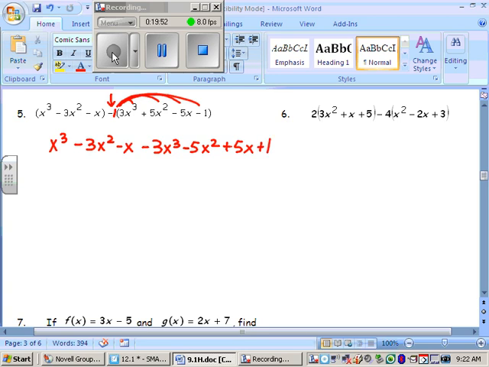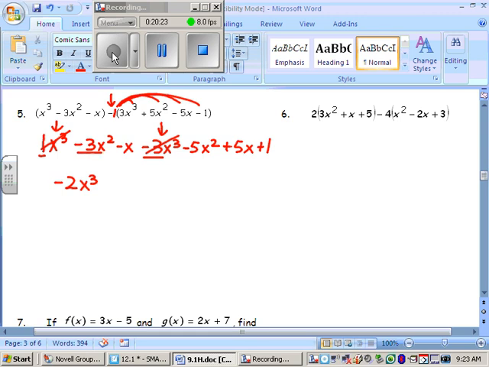So now it looks like we just have a big string of terms rather than two separate polynomials. So from here, you do what we've done in previous problems. You combine the like terms, starting with the exponent that would come first in standard form. So this would be the x cubed and the negative 3x cubed because its exponent is the largest. So if we combine those, we have a 1 and a negative 3. Adding those together, we get negative 2x cubed.